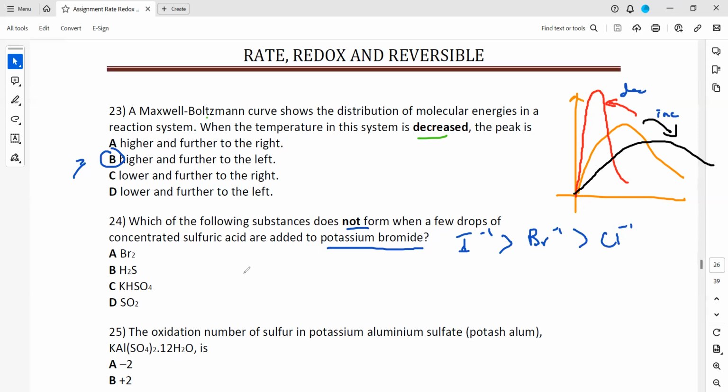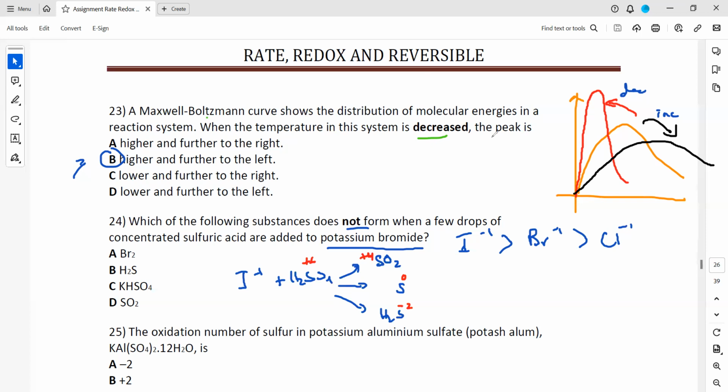So when iodide reacts with sulfuric acid, it results in the formation of products with lower oxidation numbers. It can produce sulfur dioxide, it can produce sulfur, it can produce hydrogen sulfide. Sulfur is +6 here, in sulfur dioxide it will be +4, in sulfur it will be 0, and in hydrogen sulfide it will be -2. So these products can be formed with lower oxidation numbers.